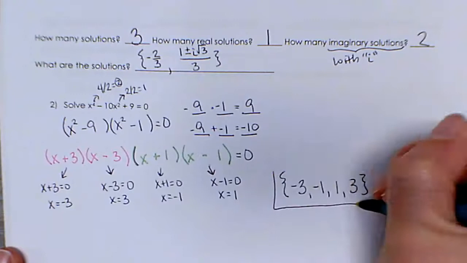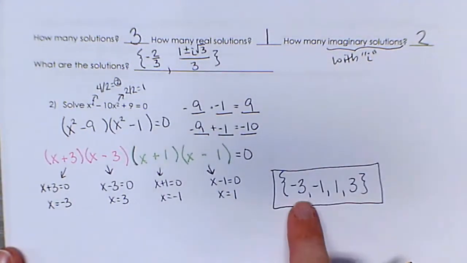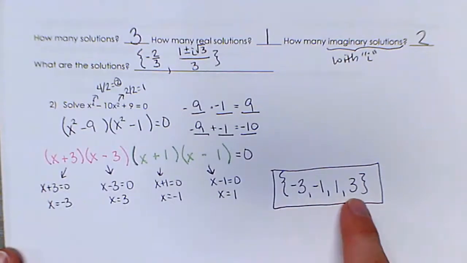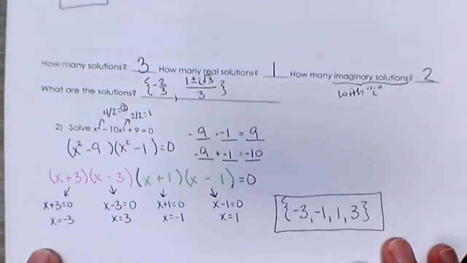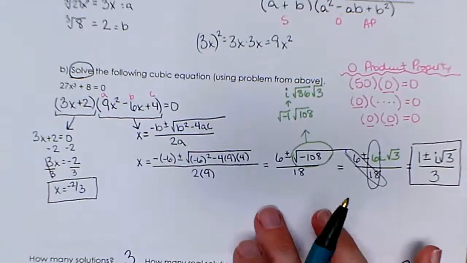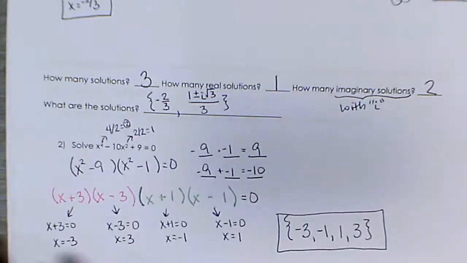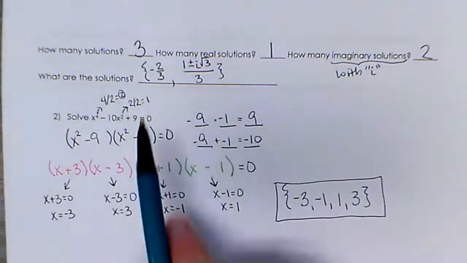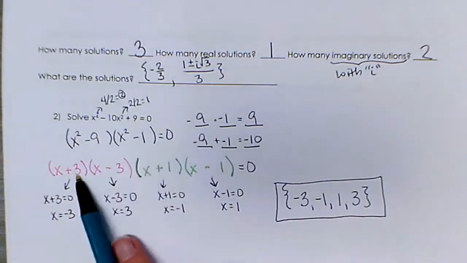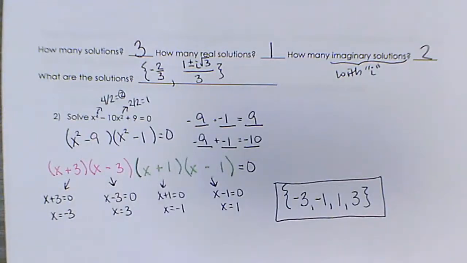How many solutions are there? There are 4. How many real solutions? All of them are real, so all 4. Are there any imaginary solutions with i? No, there aren't. So the easier way to do these problems, or at least the way to do problems that don't end up having imaginary numbers, is to take your problem, factor it, and set each of the factors equal to 0. That way you can solve for x.